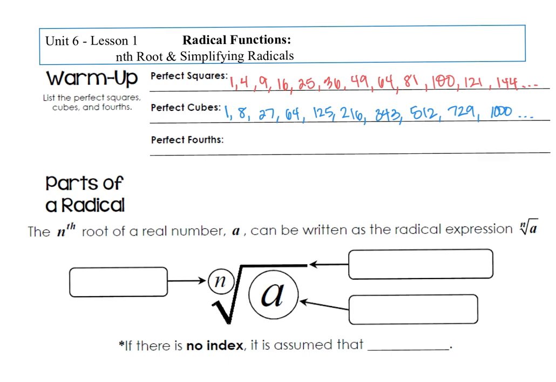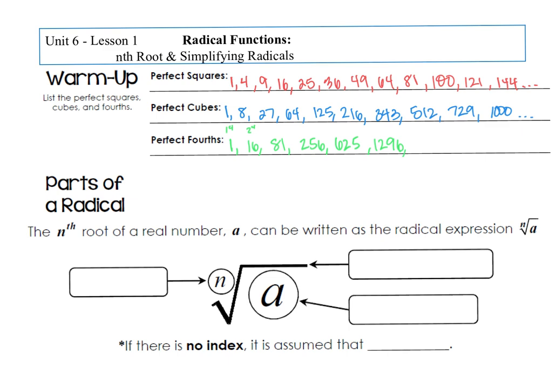And then our perfect fourths. These will probably feel new and not as familiar, but we're going to start doing fourth roots, so we need to know what our fourth powers are. So 1 to the 4th power, that's what we're doing here. 1 to the 4th is 1, 2 to the 4th is 2 times itself 4 times, which is 16, and then 3 to the 4th is 81. 4 to the 4th is 256, 5 to the 4th is 625, 6 to the 4th is 1296.